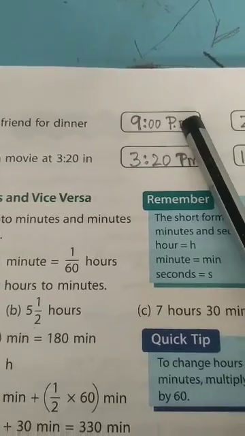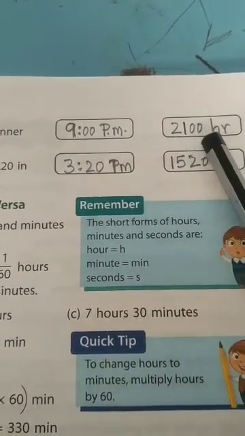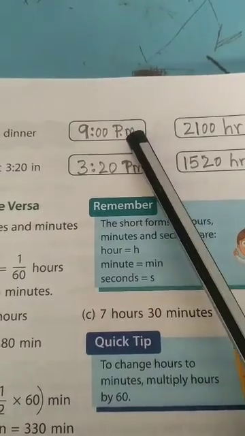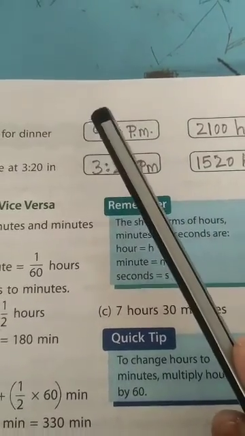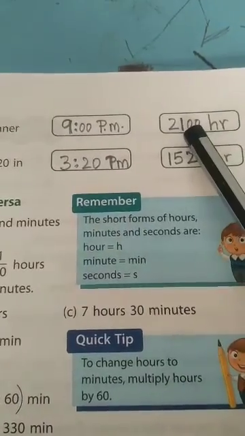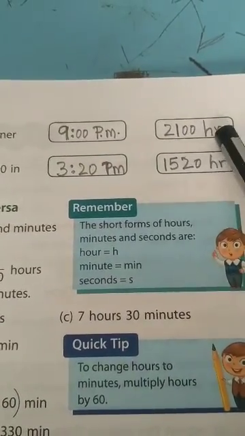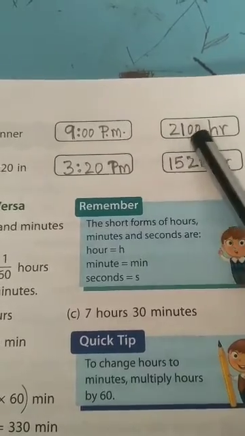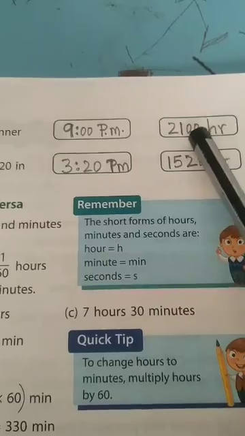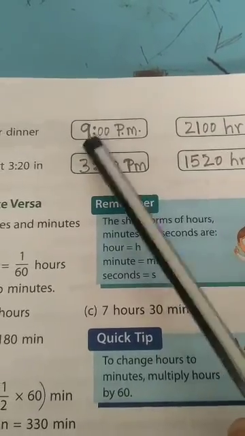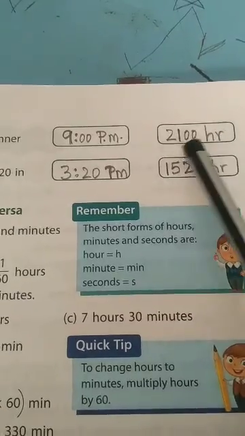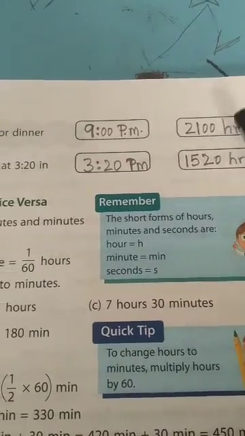9 PM. Whereas in 24 hour clock, whenever you see PM here, you should add 12 to this number. For 9 add 12. 9 plus 12 is 21. 21 hours. So 21 hours 0 minutes, because here 0 0 is there. Here also 0 0 will come. Only we are adding 9 plus 12, 21 0 0 hours. 21 hours. This is 24 hour clock time.